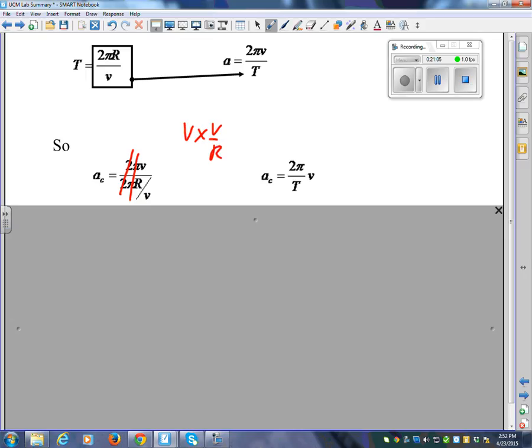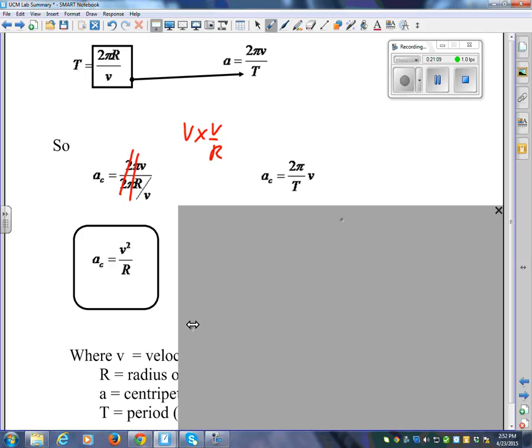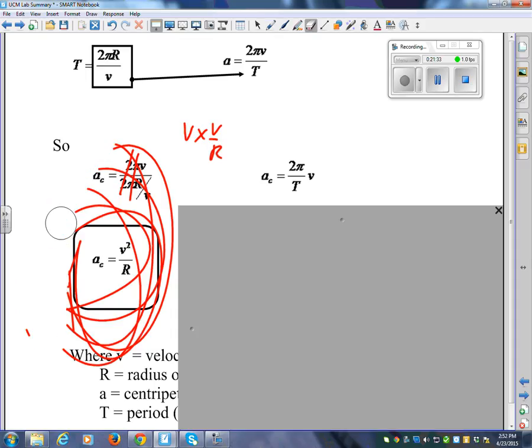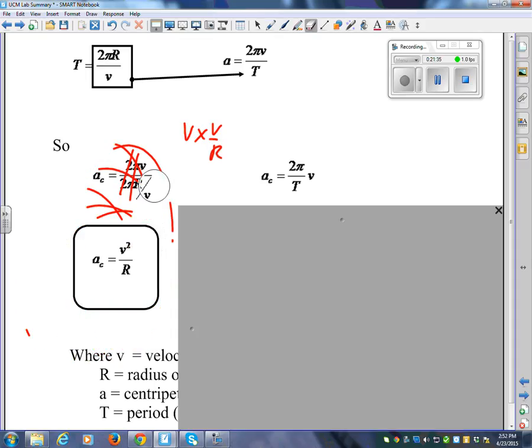Now you multiply across, and what do you get for a? V squared over r. V squared over r. That's the one you write down. After all that nonsense, it boils down to the centripetal acceleration is equal to velocity squared over radius.